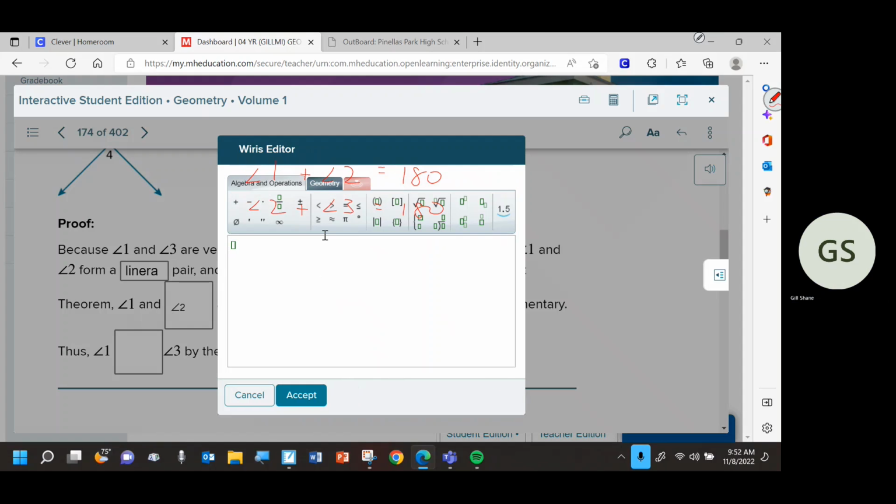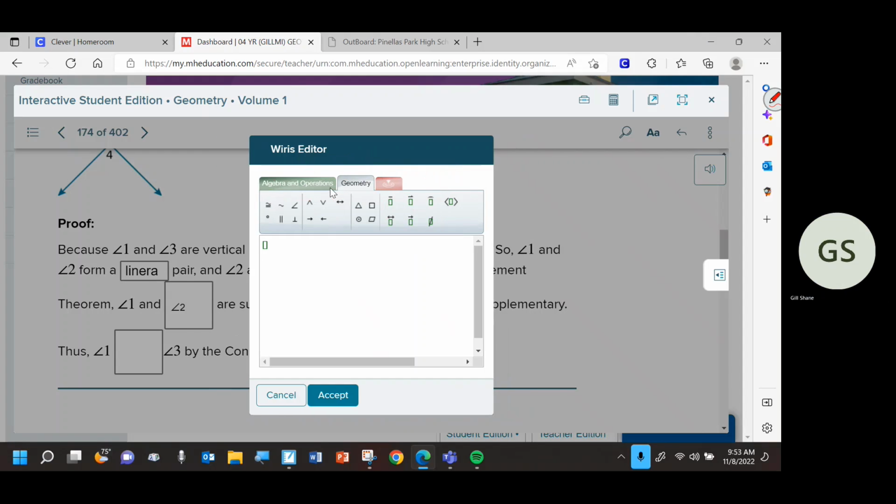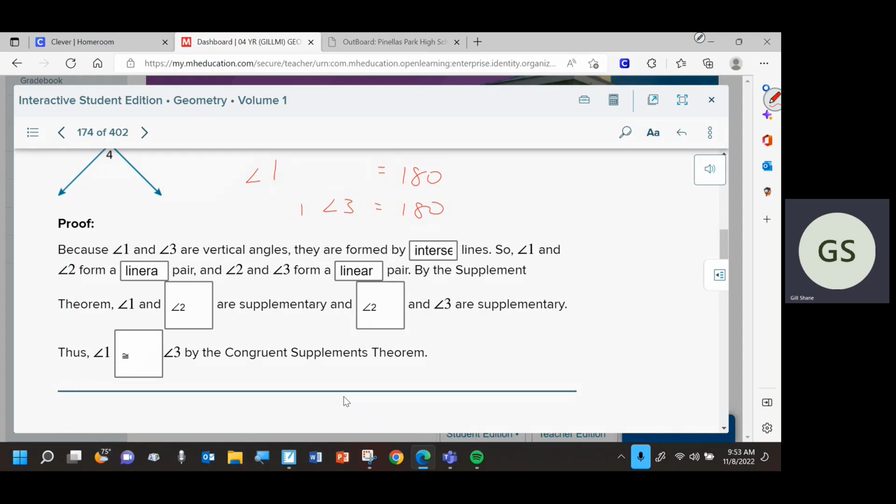So it's angle. No, it's the congruent symbol. Oh, man. Hold on. All right, so I'm going to have to get rid of that apparently. There. Congruent. That's probably going to make me delete that. There we go. So that would be how you work through that process.